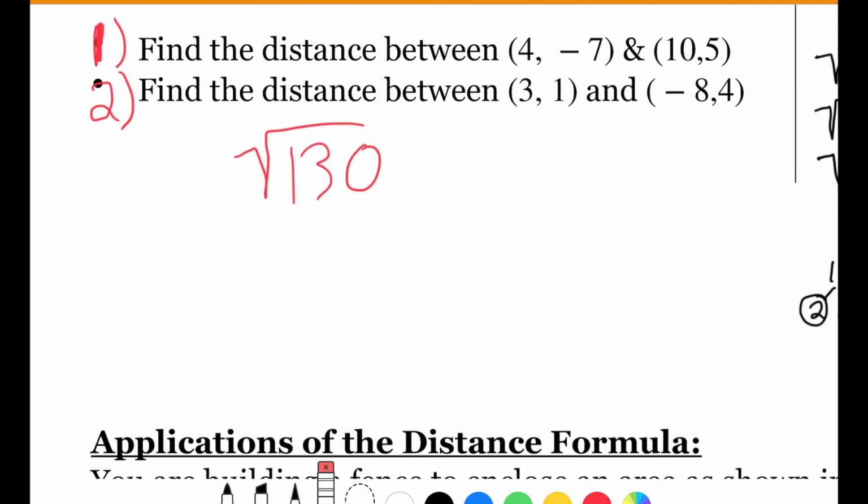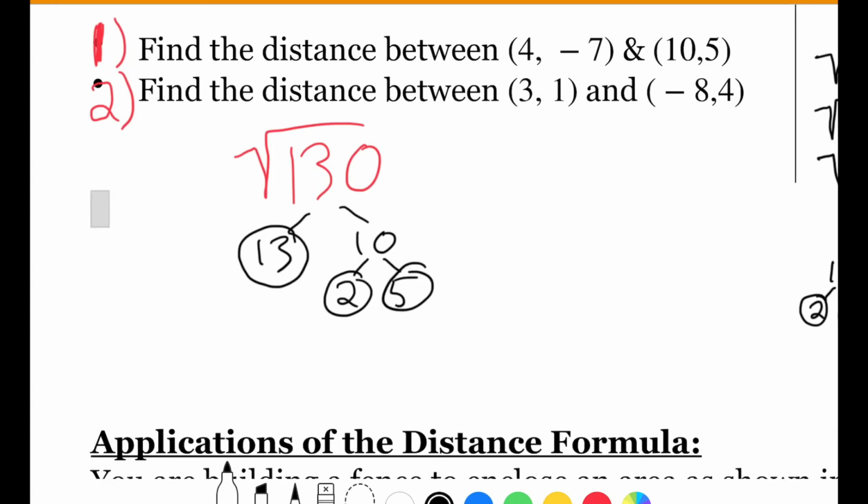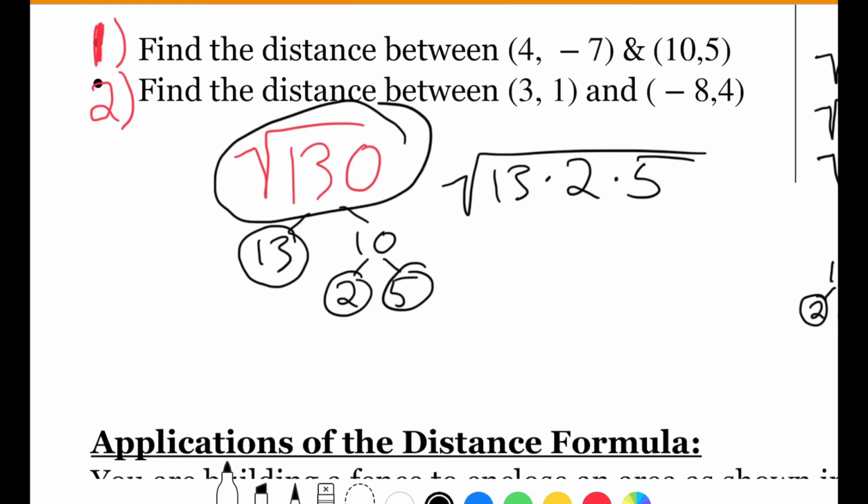You should have gotten the square root of 130. Now in number 2, in this case of the square root of 130, you cannot simplify that square root. If you tried to do a factor tree, you would get 13 and 10. 13 is prime because only 13 and 1 can go into 13 evenly. For 10, you have 2 and 5. 2 and 5 are prime. Underneath the square root, you have 13 times 2 times 5, and there are no pairs to bring out of the radical. So it would just simply be the square root of 130.